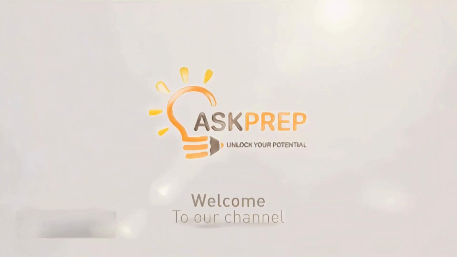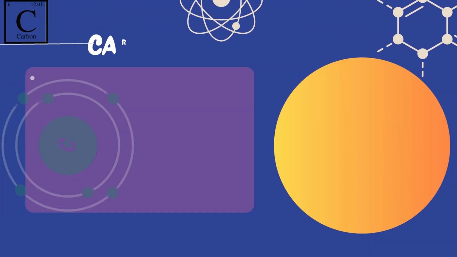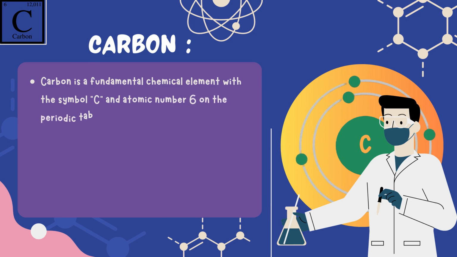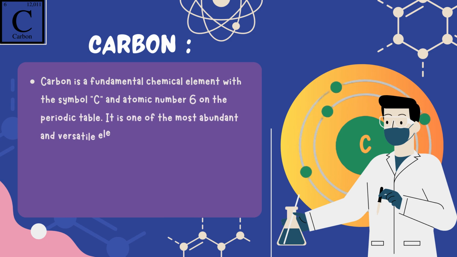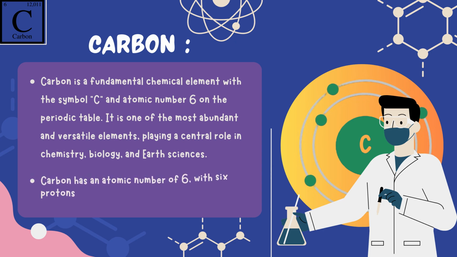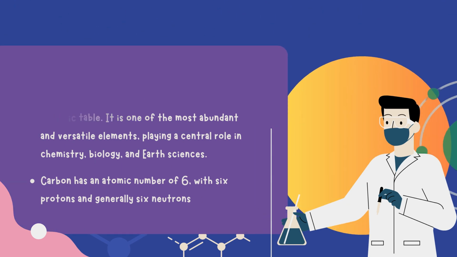In today's video, we are going to discuss carbon and its compounds. Carbon is a fundamental chemical element with the symbol C and atomic number 6 on the periodic table. It is one of the most abundant and versatile elements, playing a central role in chemistry, biology, and earth sciences. Carbon has an atomic number of 6, with 6 protons and generally 6 neutrons.